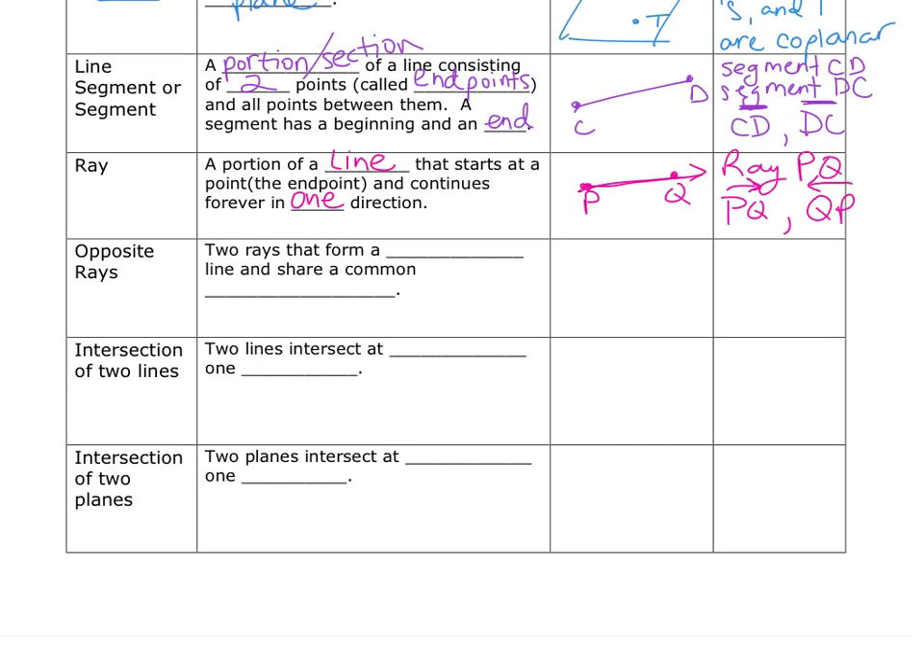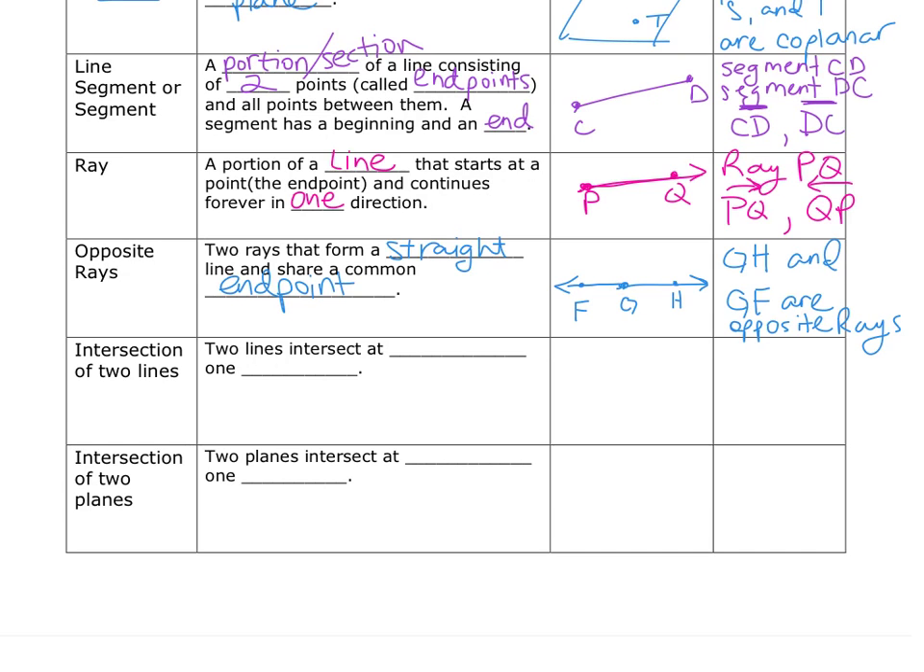opposite rays. So we have two rays that form a straight line, and they share a common endpoint. So when we're drawing one, say we were going to start at G and go through point H, I need to make sure that my other ray will start at point G and continue in the opposite direction. So together it makes a straight line. So this would be called GF and GH are opposite rays.